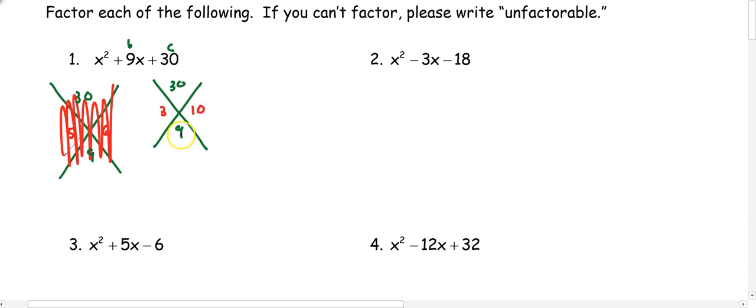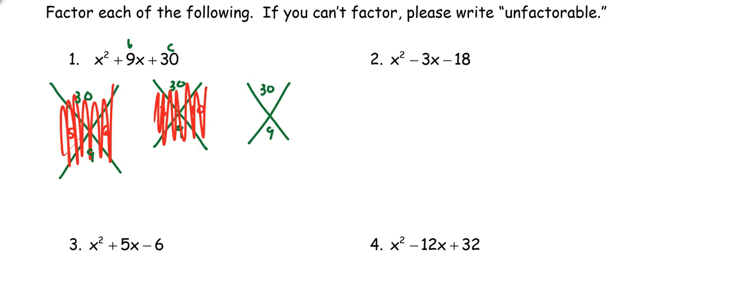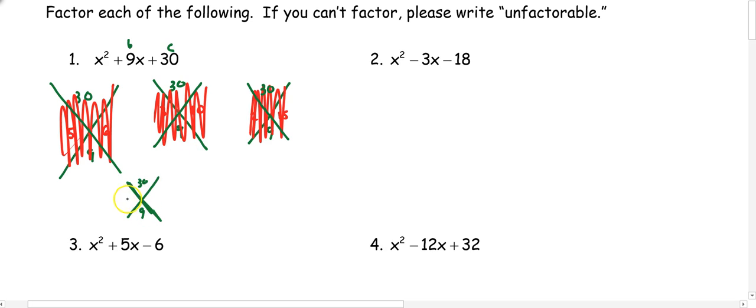3 and 10 do not add to 9. So that's another case where it doesn't work. Two more numbers that multiply to 30 are 2 and 15. 2 and 15, again, do not add to 9. So that combination won't work. The last combination of numbers that multiply to 30 would be 30 and 1. Again, those numbers are too far apart. They're not going to add to 9. So in this case, this is an unfactorable problem.